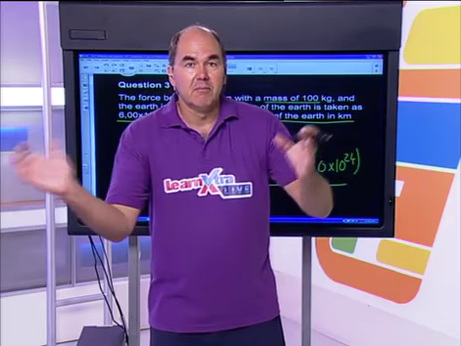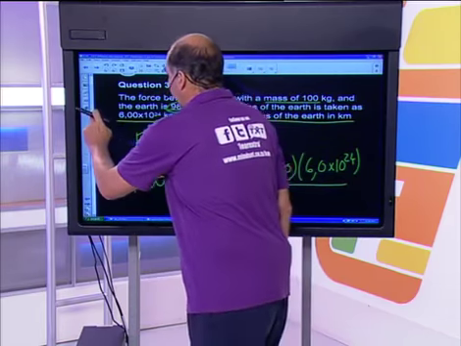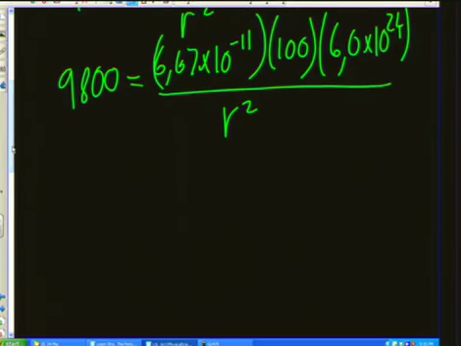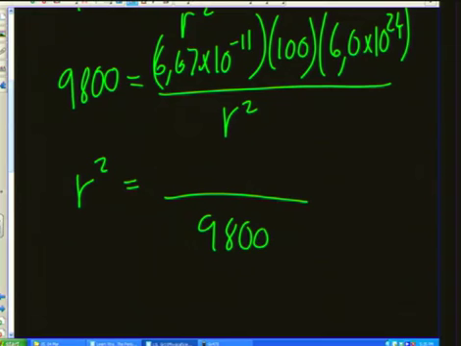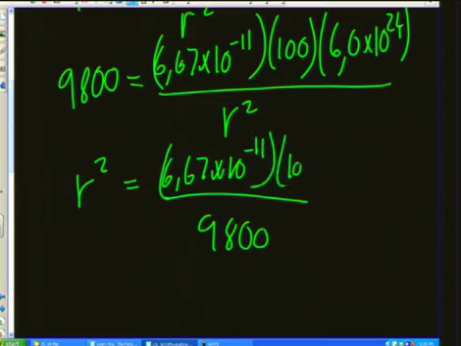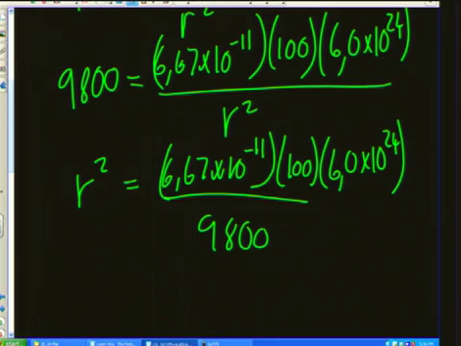How are we going to do it? Multiply both sides by r squared, and we'll get the following. We'll get r squared, and then divide both sides by 9,800, and 6,67 times 10 to the minus 11 times 100 times 6,0 times 10 to the 24. And there you go. It's a simple matter of putting this into the calculator.